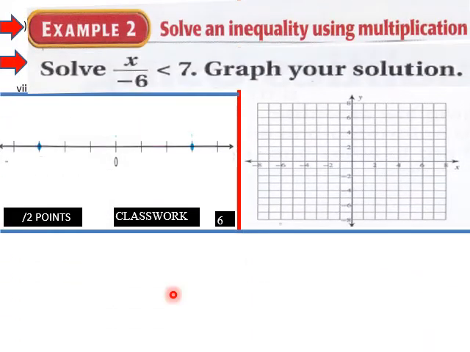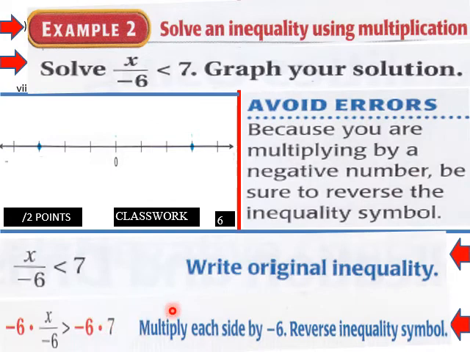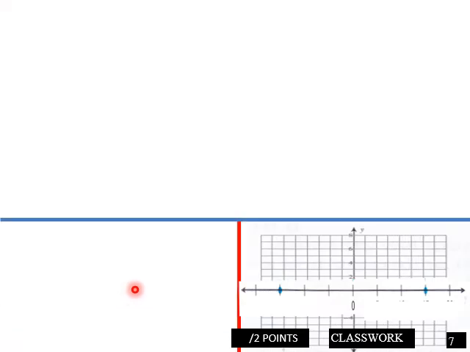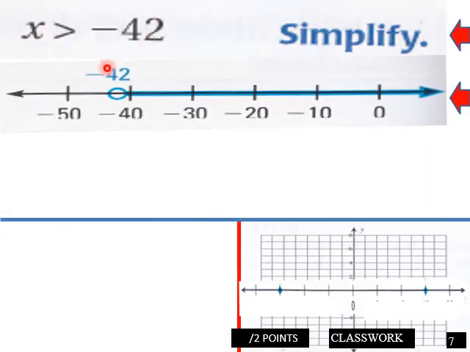Example 2, solve an inequality using multiplication. So now we have x over negative 6 is less than 7. Graph your solution here. Original inequality. So now we're going to multiply by negative 6. And since you're multiplying by a negative number, be sure to reverse the symbol. So now instead of it pointing this way, it's going to point this other way because we're multiplying through by negative 6. These cancel. And then x is greater than negative 42.